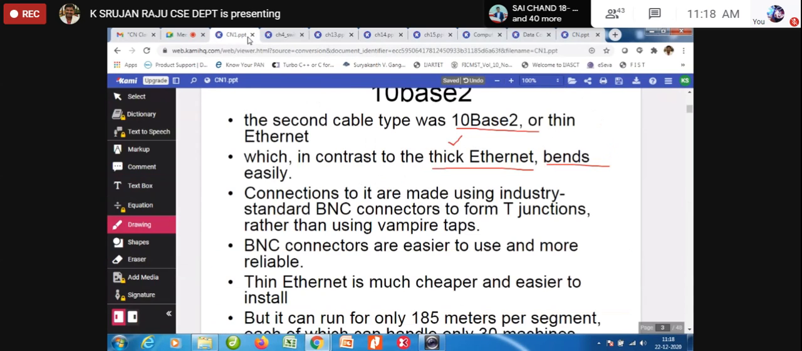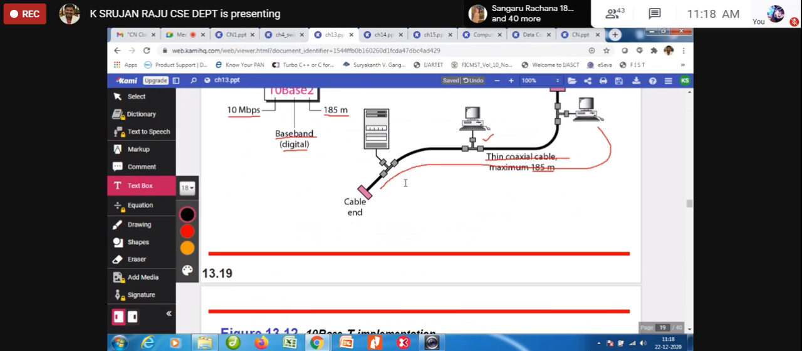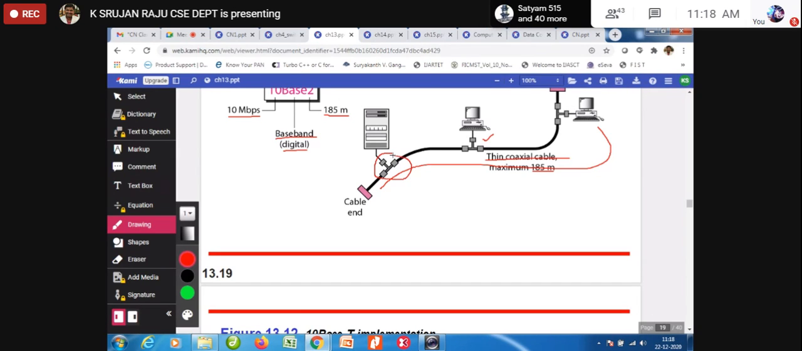Now when we are going to connect, we are going to use the BNC T connectors. We are going to use the BNC connectors to form T junctions, which is what you are looking at over here. Three scientists made this connector, and based on their names it is called the BNC connector. It looks like a T, so we call it a BNC T connector.